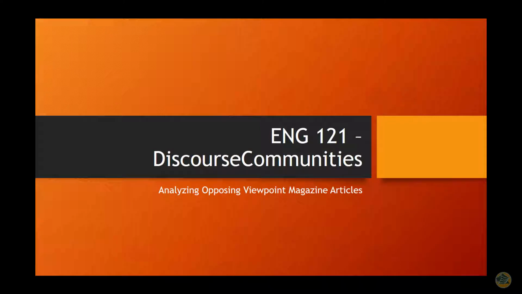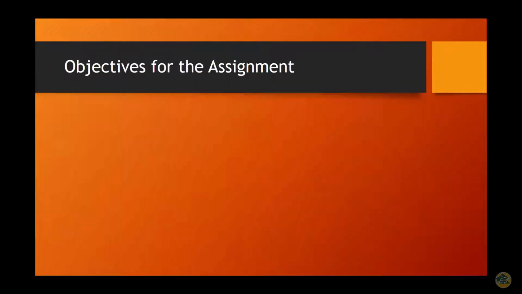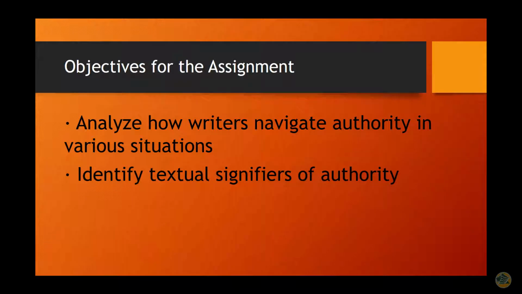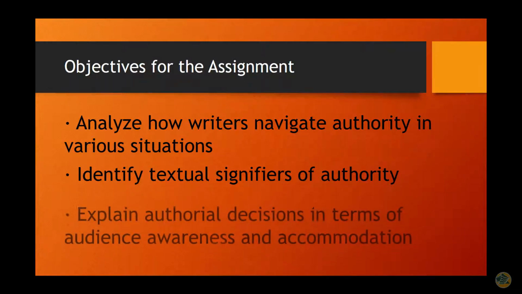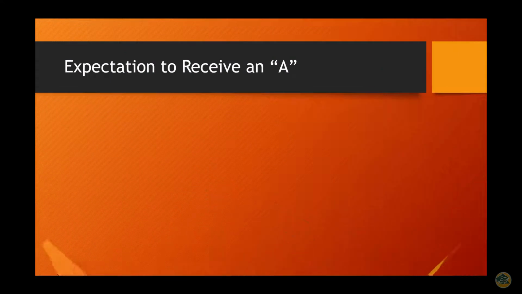In English 121, you're being asked to look at two articles and analyze the discourse community that's going on. So what are the objectives for this assignment? First, analyze how writers navigate authority in various situations. Identify textual signifiers of authority. And finally, explain authorial decisions in terms of audience awareness and accommodation.